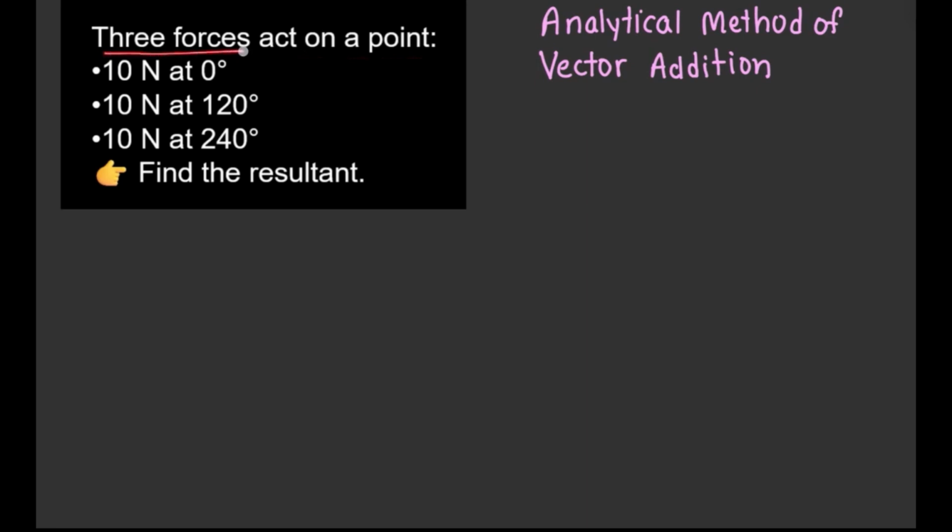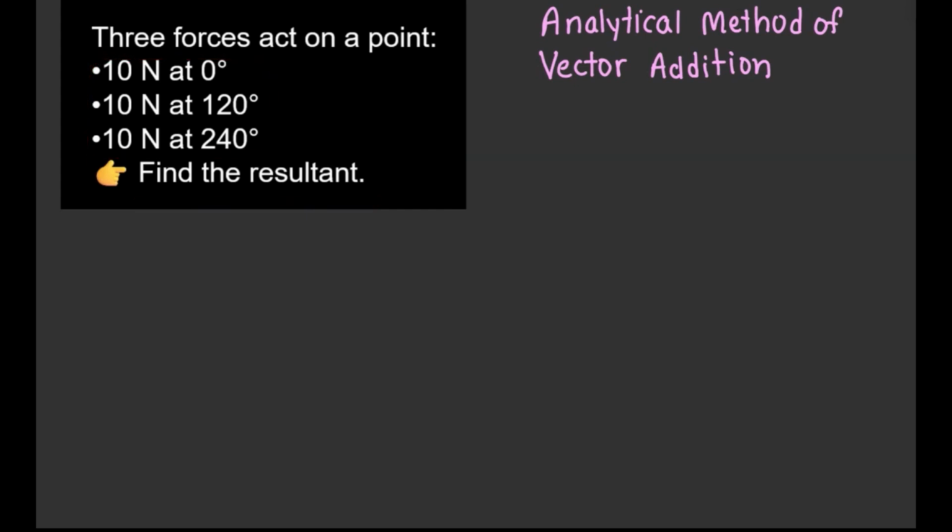We are given three forces that are acting on a point. The first force is 10 newtons acting at 0 degrees. The second force is 10 newtons acting at 120 degrees. And the third force is also 10 newtons acting at 240 degrees. We are asked to find the resultant sum of these three forces.